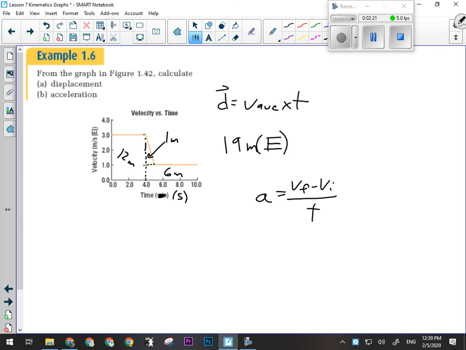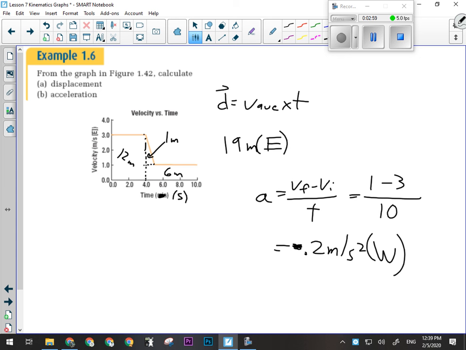The final velocity of the object is 1 meter per second, the initial velocity of the object is 3 meters per second, and that happens over 10 seconds. So we got negative 2 over 10, so the acceleration is going to be negative 0.2 meters per second squared. Actually, it's going to be not negative, it's going to be west, because negative east is west. It's like negative right is left, depending on the situation.